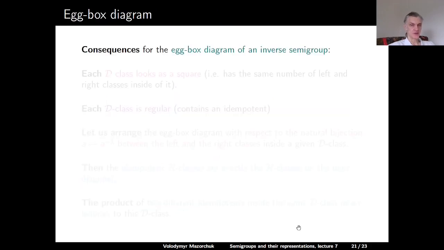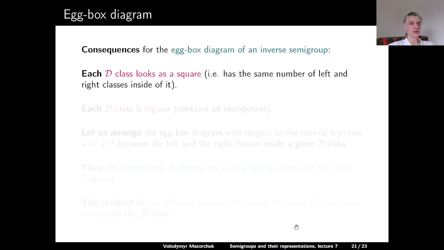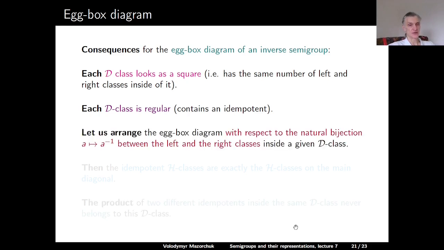So here is a consequence for the egg box diagram of an inverse semigroup. Each D class looks like a square. In particular, it has the same number of left and right classes inside of it. So each D class is of course regular because it's a regular semigroup, it contains an idempotent, and we can arrange the egg box diagram of this particular class such that the rows and the columns in this diagram are indexed in such an order which is respected by the map which sends A to A inverse.